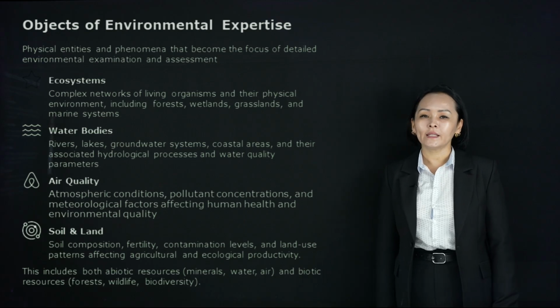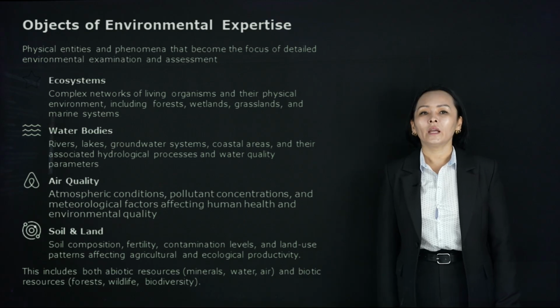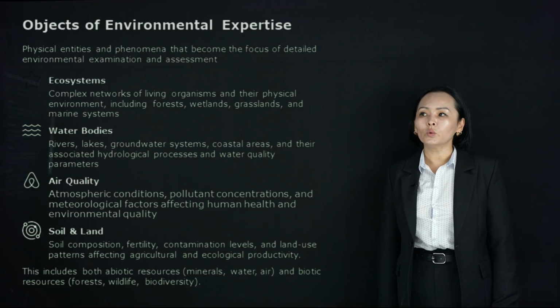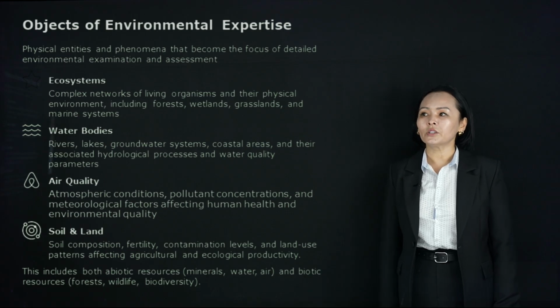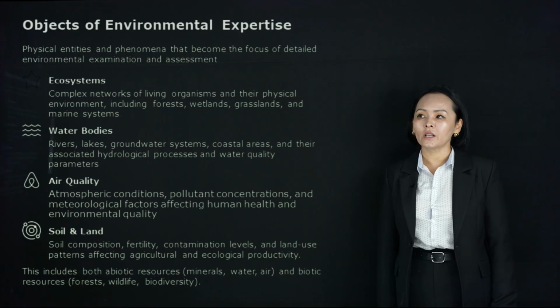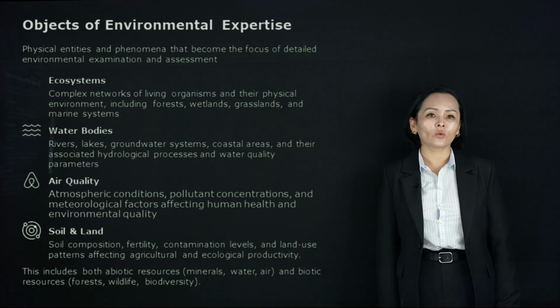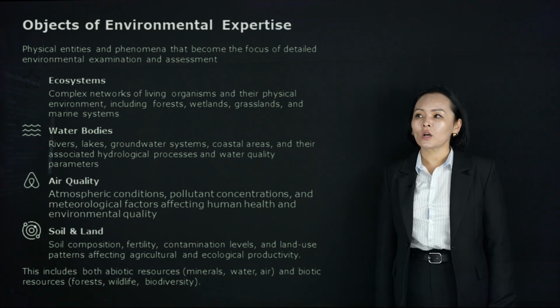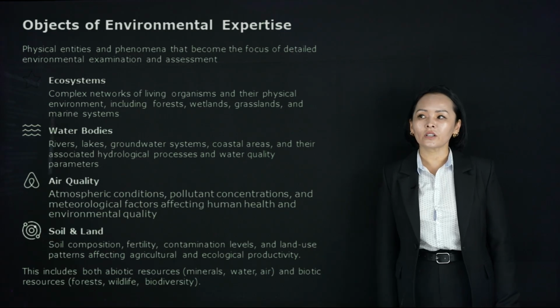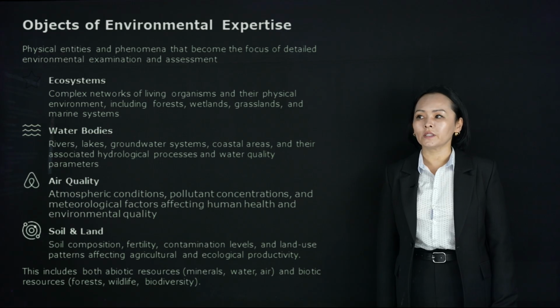Water bodies include rivers, lakes, groundwater systems, coastal areas, and their associated hydrological processes and water quality parameters. Next is air quality. Air quality consists of atmospheric conditions, pollutant concentration, and meteorological factors. Meteorological factors affect human health and environmental quality. And next, soil and land: soil composition, fertility, contamination levels, and land use patterns affecting agricultural and ecological productivity.